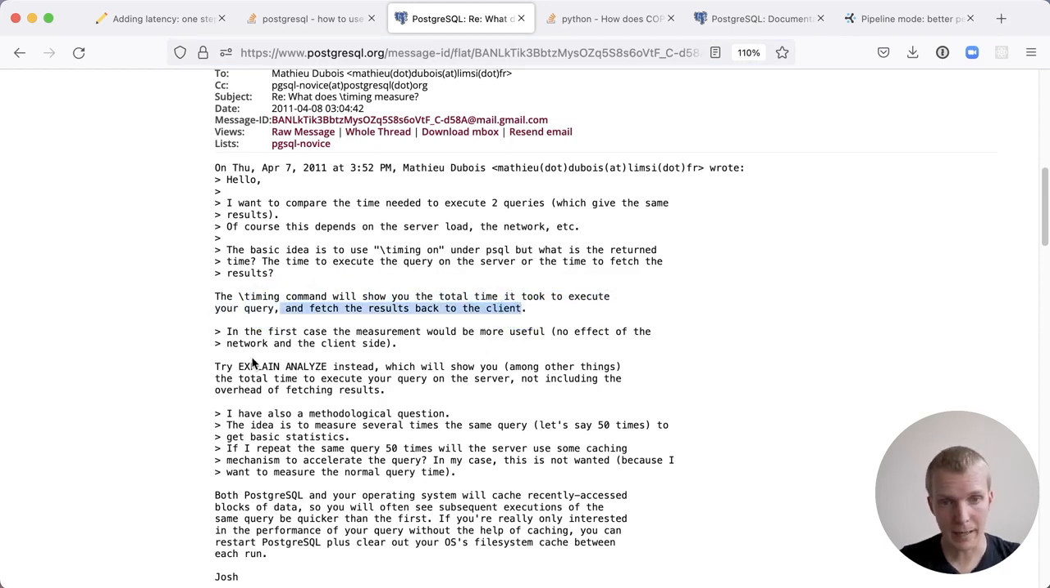If you run explain analyze, for example, explain analyze also shows you execution time, and that's actually output by the server. The server summarizes how long the query took, and so explain analyze will not include this round trip time. If you're doing performance benchmarking, be sure you know what you want. Do you want the network latency included? Then backslash timing is good. If you don't want network latency included, then do some method of collecting the server-side time.